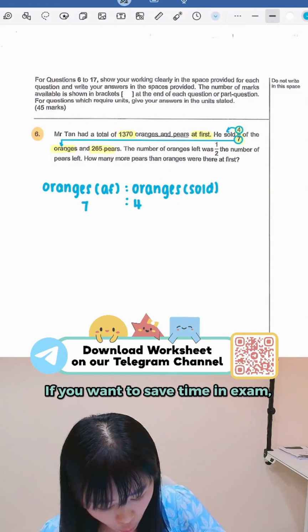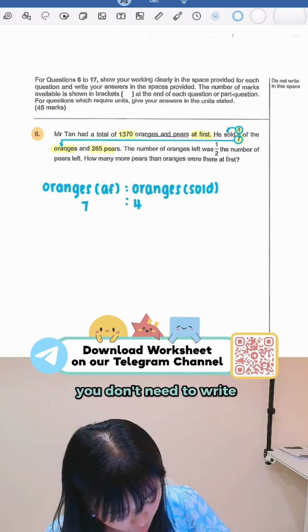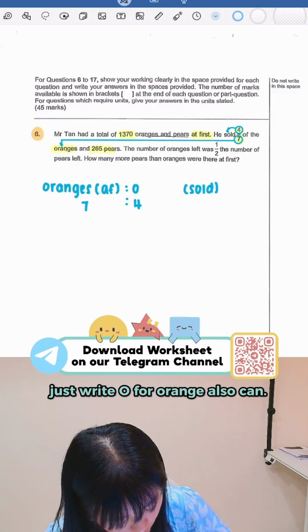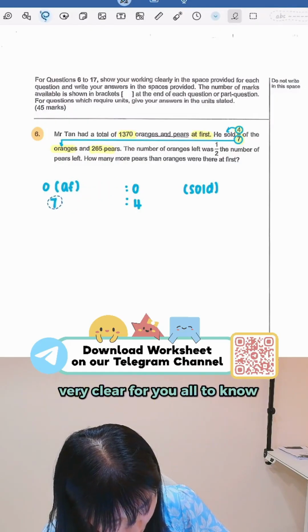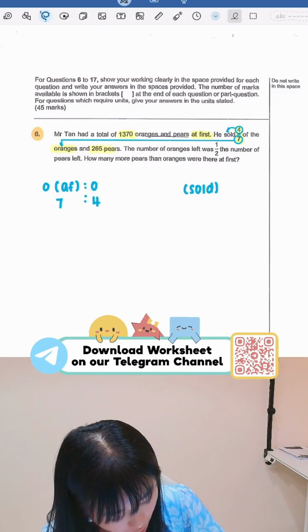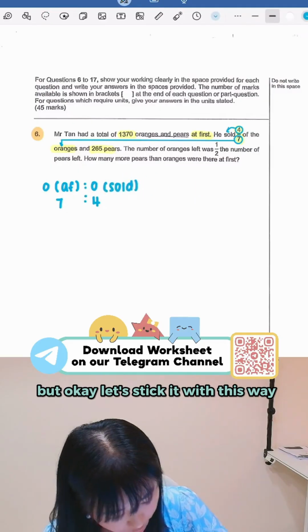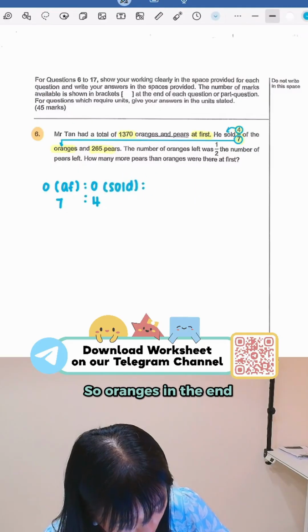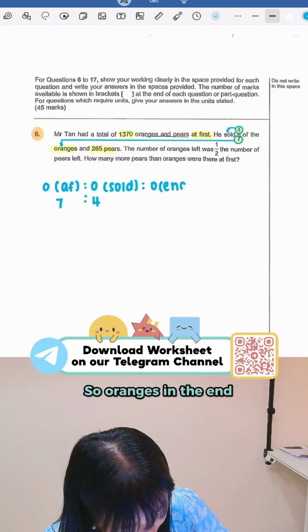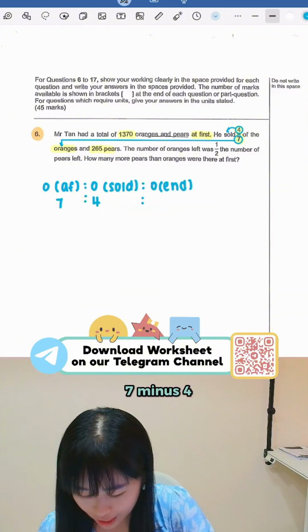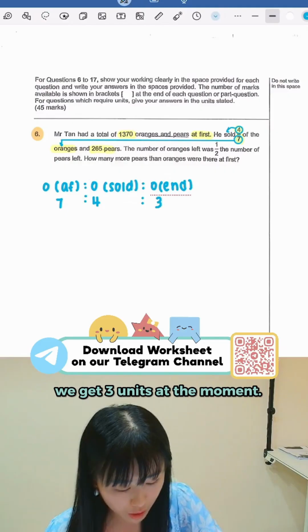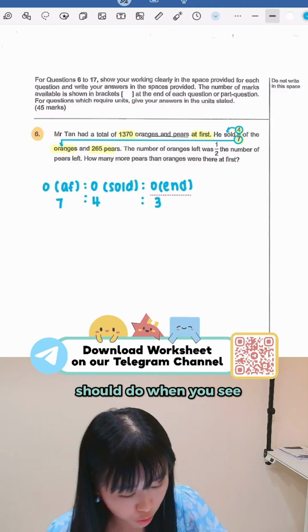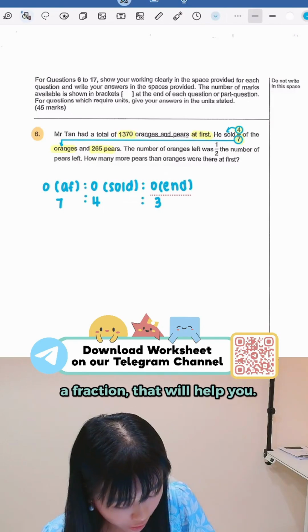If you want to save time in the exam, you don't need to write the whole word oranges, just write O for orange also can. I'm just writing everything very clearly for you all to know what I'm writing. But let's stick with this way first so I have more space. So oranges in the end: 7 minus 4, we get 3 units at the moment. That's the very first thing you should do when you see a fraction. That will help you.